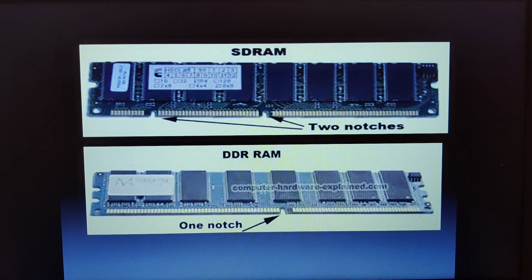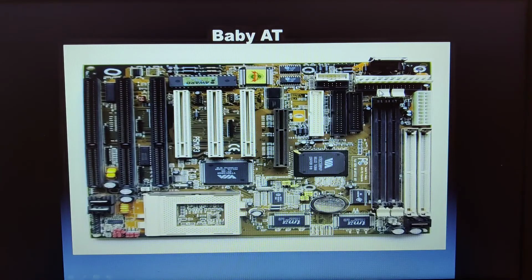Now this Baby AT motherboard consists of both the 12 pin power connector and the 20 pin power connector. So you can see here, there is a 12 pin power connector over here, and it also has the 20 pin power connector, and it also has the external ports to connect peripheral external devices. So this is all about the Baby AT motherboard.